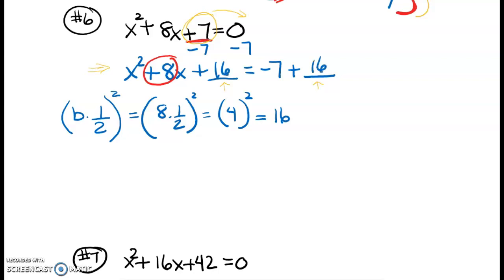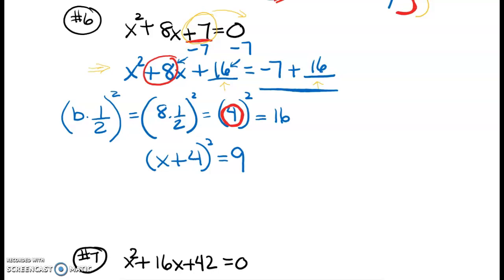And now when I factor, remember, I can use the number that's inside before we square it. That should show up in my factor. So I know that x squared plus 8x plus 16 should factor into x plus, that's a +4. And that should equal, well, when I do this, what do I get here? -7 plus 16, that's a 9. So what are the factors of 16 that add to 8? 4 times 4 is 16, and 4 plus 4 is 8, so I know that works.